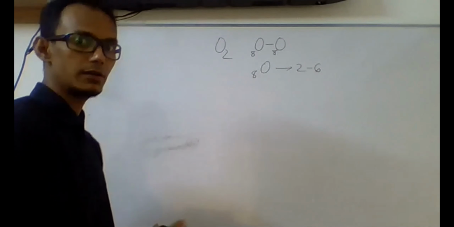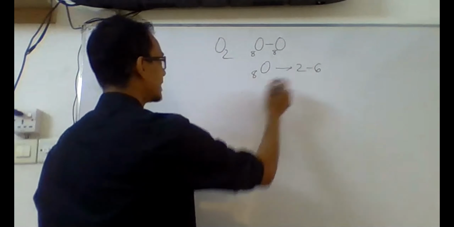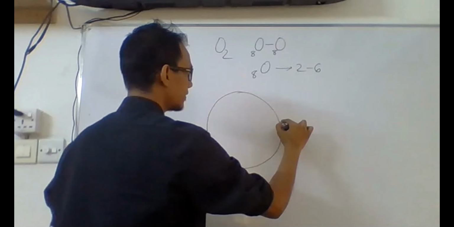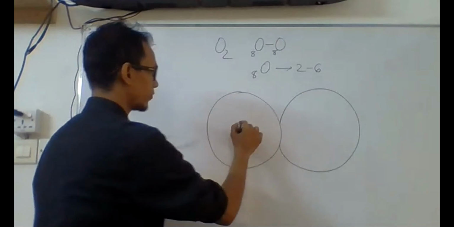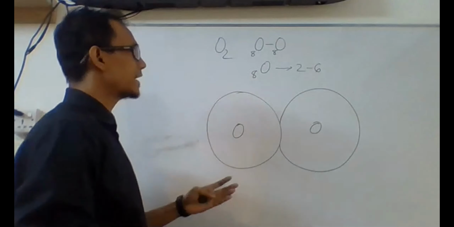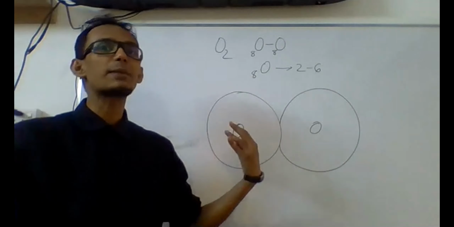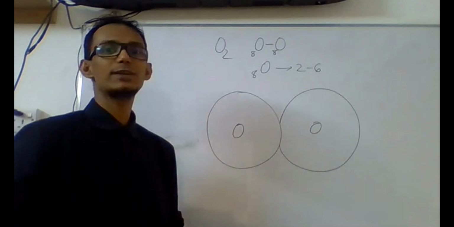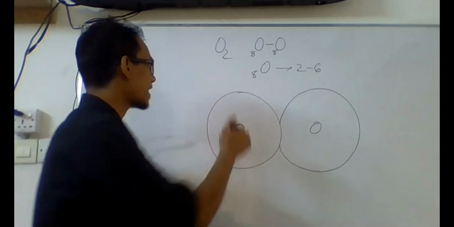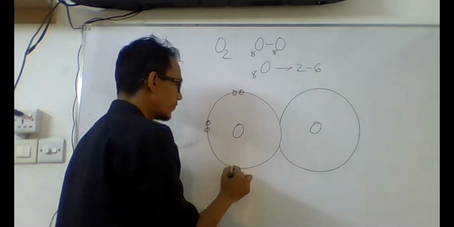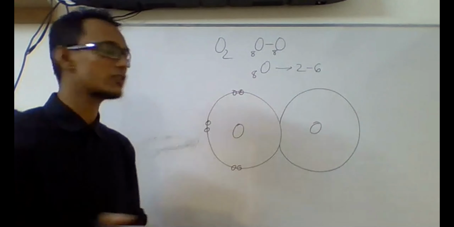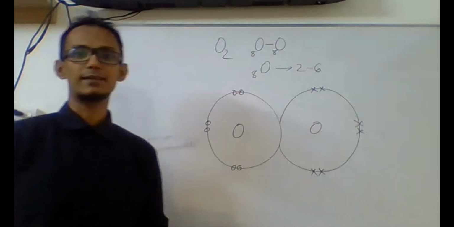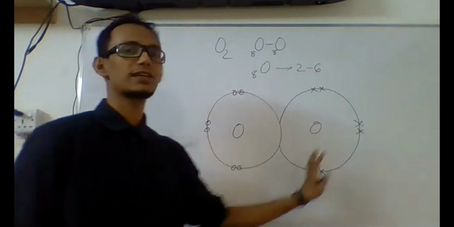So oxygen is 2 and 6. Now 6 electrons. Let us draw one oxygen. So 2 oxygen atoms will join together. Making a covalent bond is something like a business. So oxygen will come with its cash, and this oxygen will come with its cash. Oxygen has 1, 2, 3, 4, 5, 6 electrons. Before sharing, let us put the electrons in them. So this oxygen has its 6 electrons, and this oxygen has its 6 electrons.